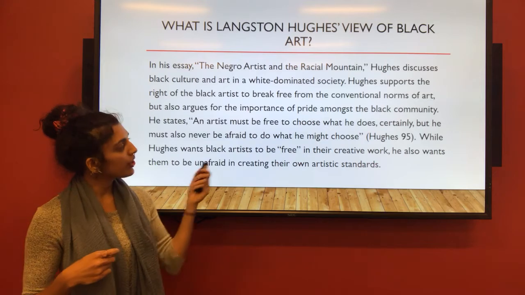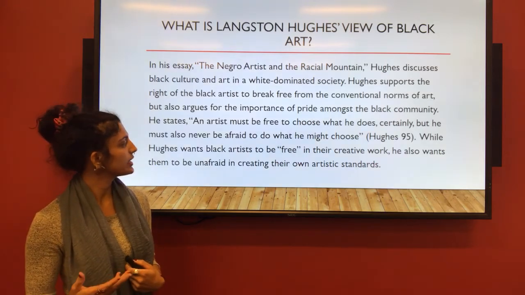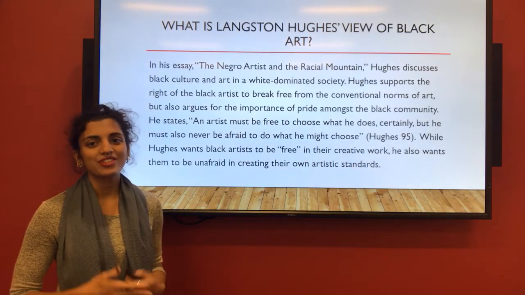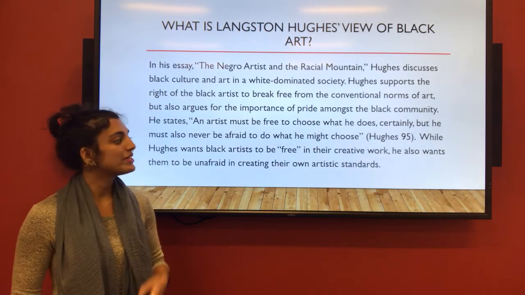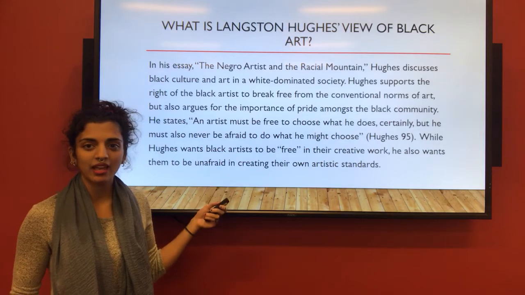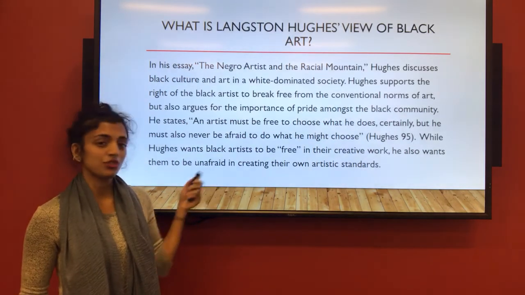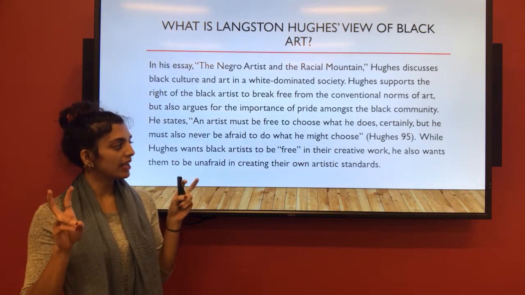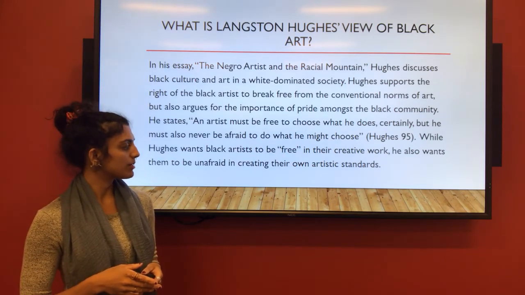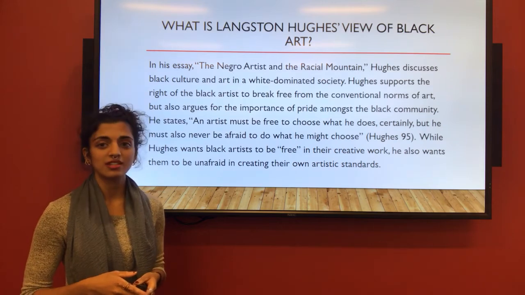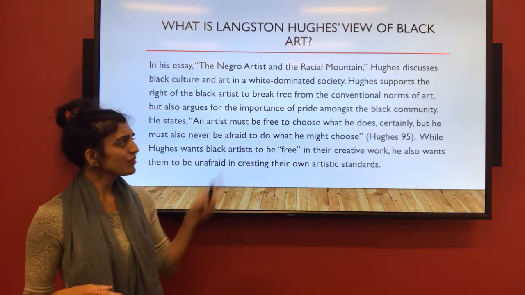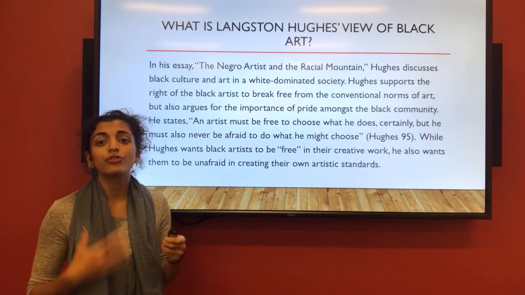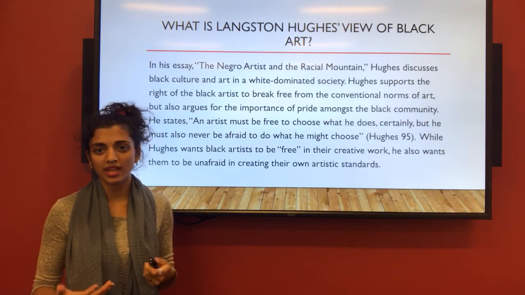He states, "An artist must be free to choose what he does, certainly, but he must also never be afraid to do what he might choose." And the third and most important part here would be to explain what Hughes is saying as it relates to your argument and answering the question. While Hughes wants black artists to be free in their creative work, he also wants them to be unafraid in creating their own artistic standards. And it's really good to pull again from the quote in this third and final part to further explain what you're really trying to say.